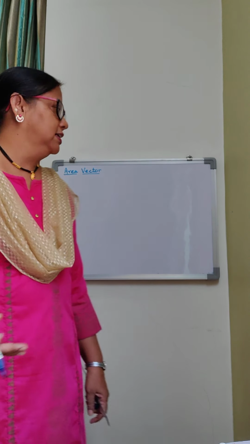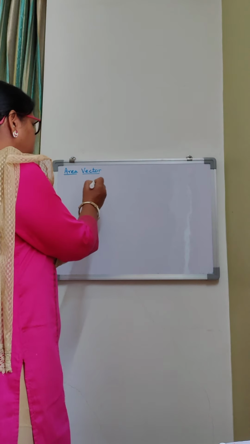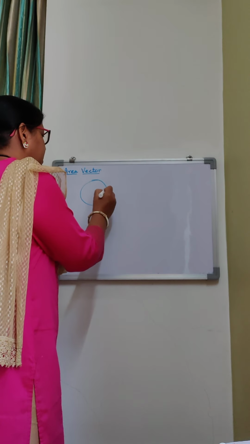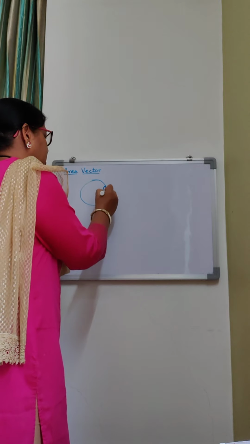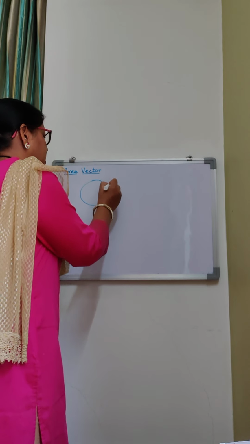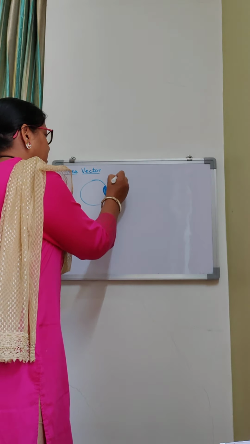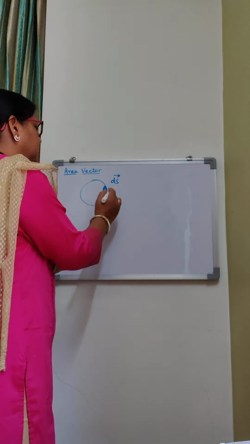Area vector. Now you have already studied that area is a scalar quantity. Area is a scalar quantity, it doesn't have any direction. But now what is this? Area vector. Area vector is a vector. Suppose I take any surface like this. I will get a small area. Let me call this as ds, a small portion of the whole area I have taken.